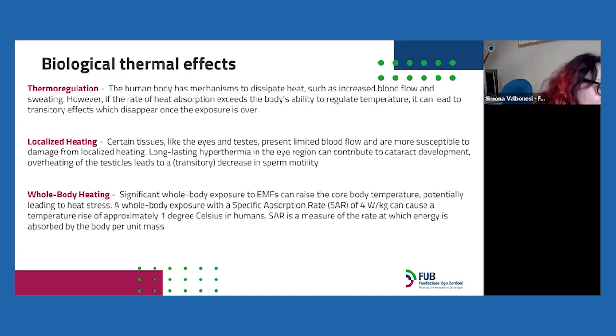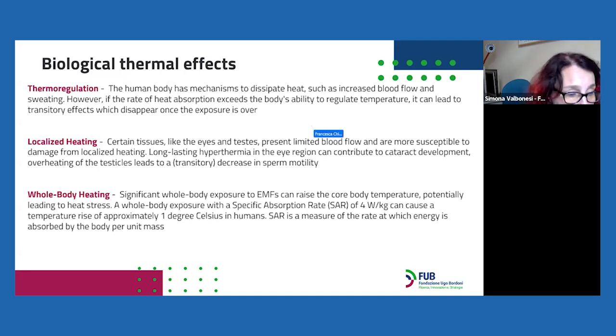Another problem is the whole body heating. Significant whole body exposure to electromagnetic fields can raise the core body temperature, leading potentially to heat stress. A whole body exposure with a specific absorption rate of 4 W/kg can cause a temperature rise of approximately 1 degree in humans.